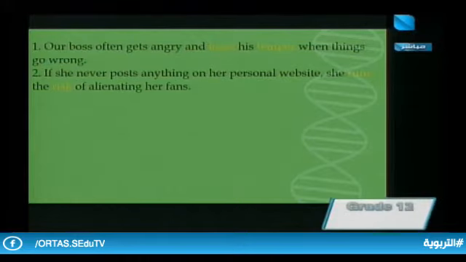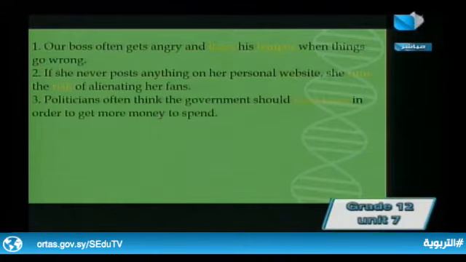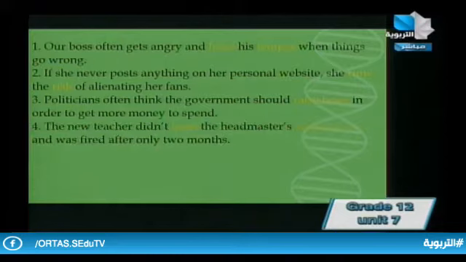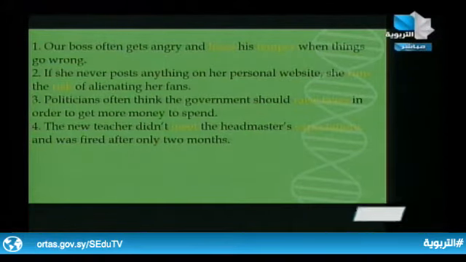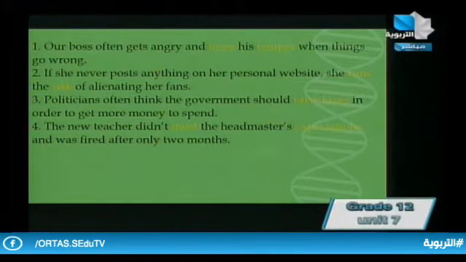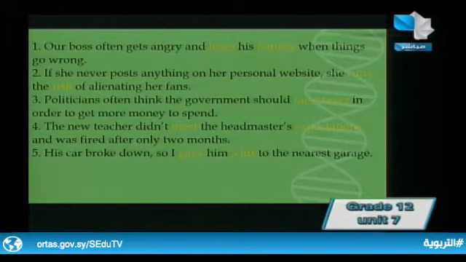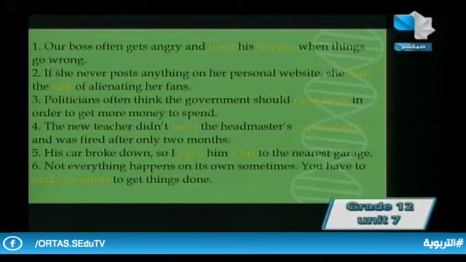Number 3, politicians often think the government should raise taxes in order to get more money to spend. Number 4, the new teacher didn't meet the headmaster's expectations and was fired after only 2 months. Number 5, his car broke down, so I gave him a lift to the nearest garage. 6, and last, not everything happens on its own.